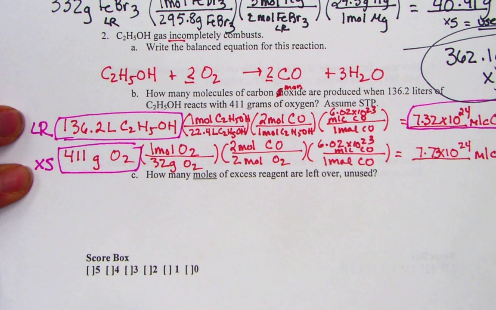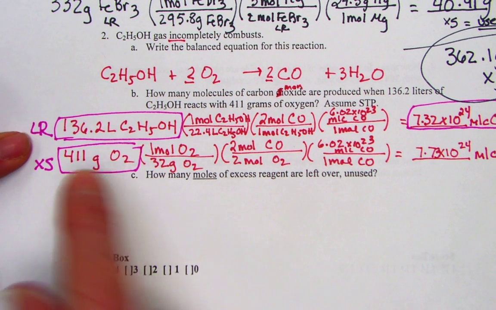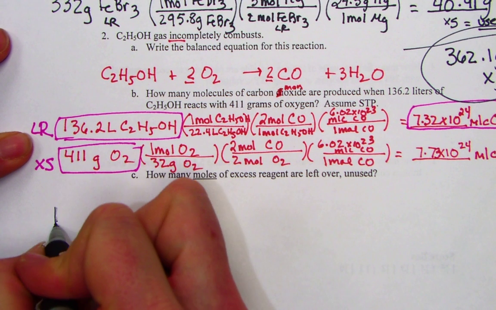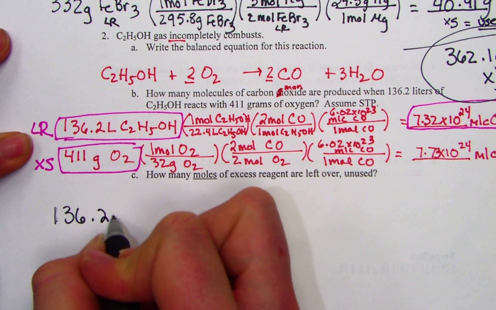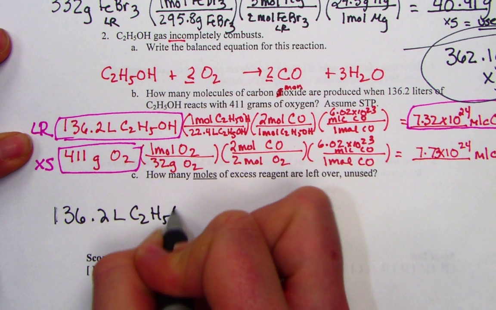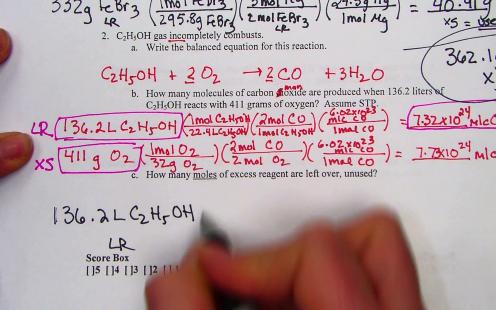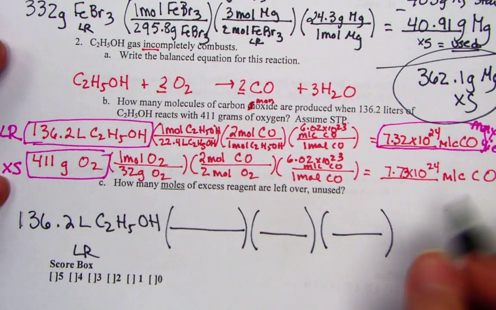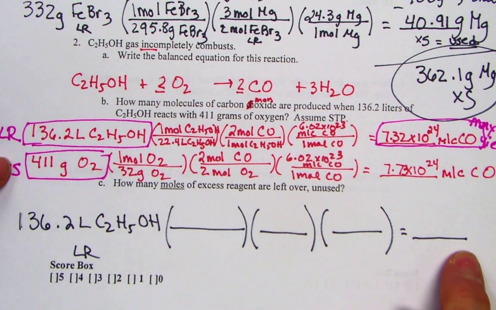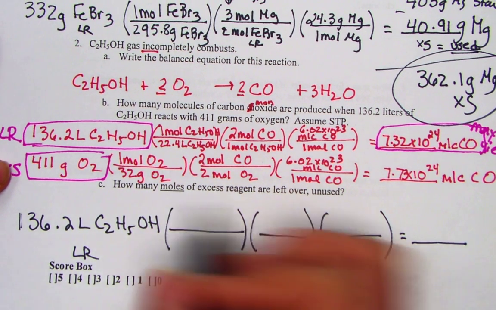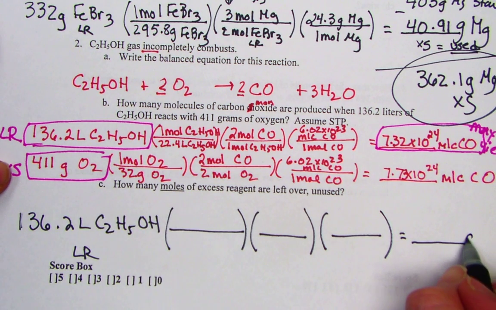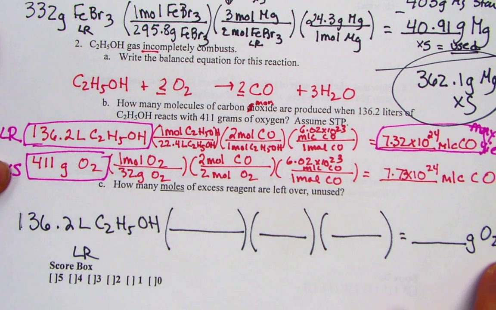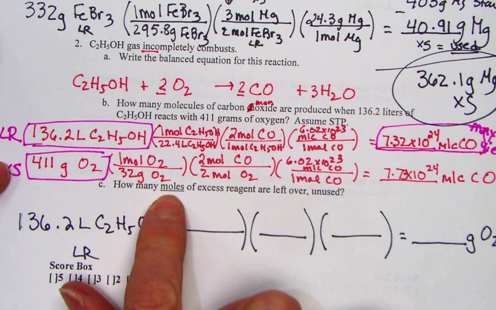We want to know how much excess was left over, so I have to know which one's my limiting and which one is the excess. I always begin by writing the limiting reagent, 136.2 liters of C2H5OH. Start with the limiting, and our target becomes the excess reagent. I want to report that in the same unit that it was given to me at to make subtraction go easier. Since oxygen was given to me in grams, I'm going to go all the way to grams, even though we'll have to convert our answer back to moles to match what it asked us to do.